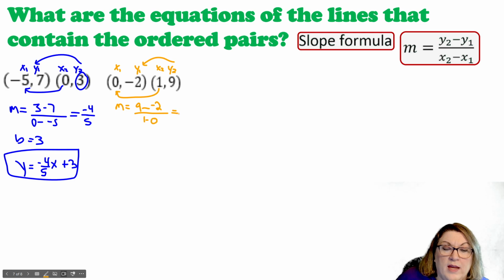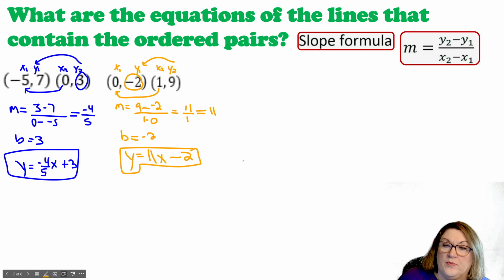And that would give me an 11 over 1. And 11 over 1 is just 11. So my slope is 11. My b is negative 2. Remember, when the point starts with 0, the other number is your b. So my b is negative 2. And now that I have both the m and the b, I can put it in my equation. y equals 11 times x minus 2. As you can see, I'm just replacing the m and the b with those numbers.